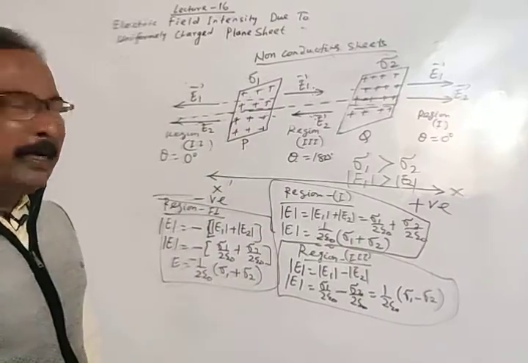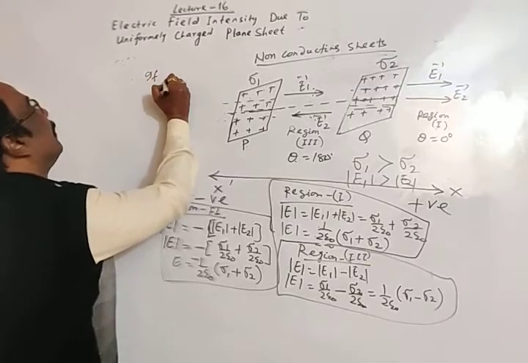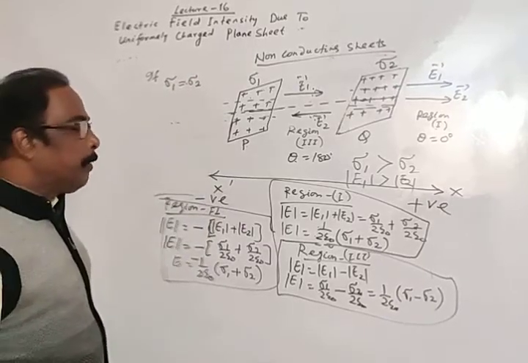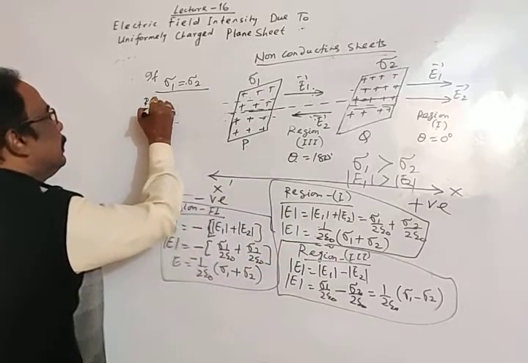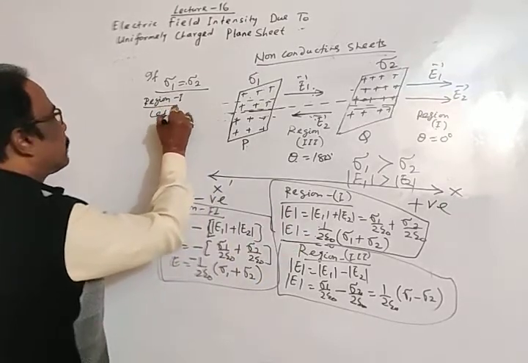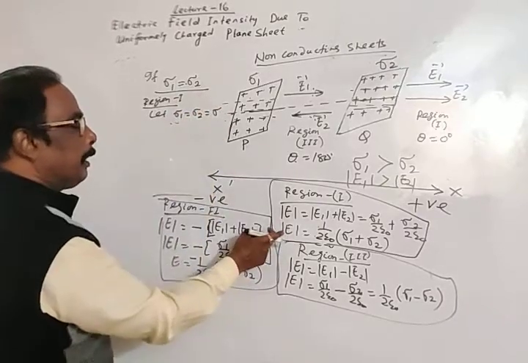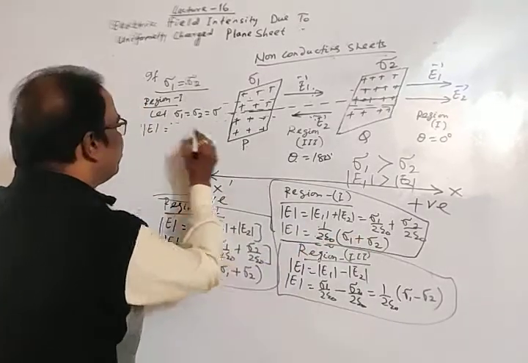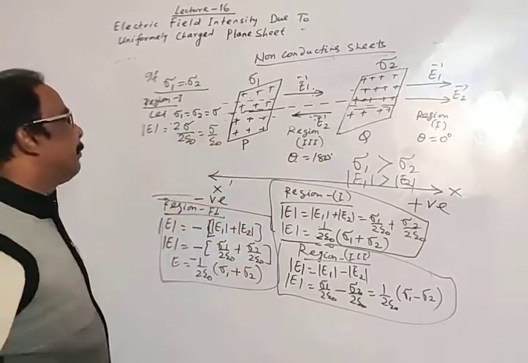Then we may consider, if sigma 1 is equal to sigma 2. In this case, as we have got in region 1, we will take sigma 1 equal to sigma 2 equal to sigma, both are the same. Then for region 1, the magnitude of the resultant electric field is sigma plus sigma, 2 sigma, divided by 2 epsilon naught, which equals sigma by epsilon naught.